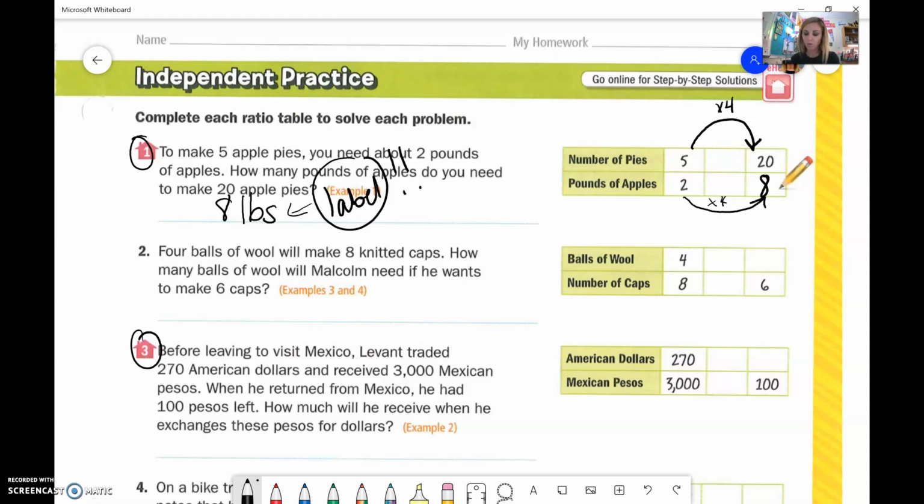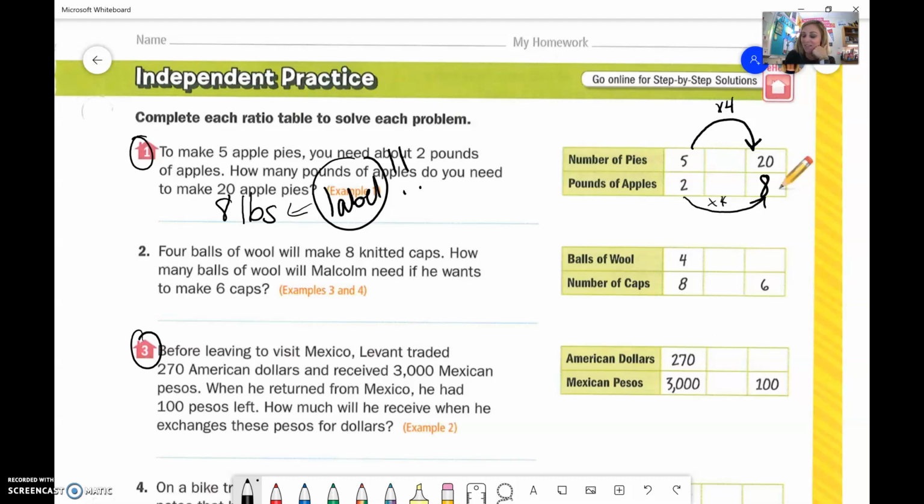Okay, next one. 4 balls of wool will make 8 knitted caps. How many balls of wool will Malcolm need if he wants to make 6 caps? Now take a look. Here's my balls of wool. I need 4, and that's going to make me 8 caps. But I want to know how many I need for 6. So when I look at this, here's the problem that I'm running into. I look at this and I go, ooh, how do I get from 8 to 6?